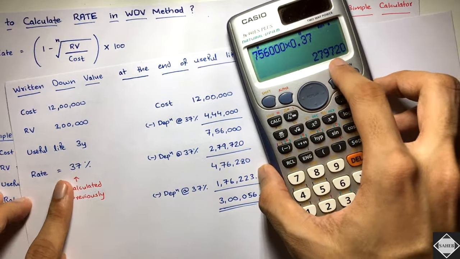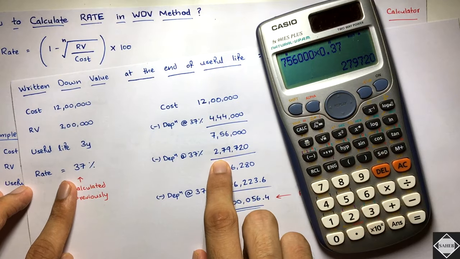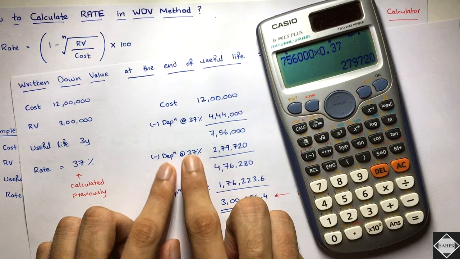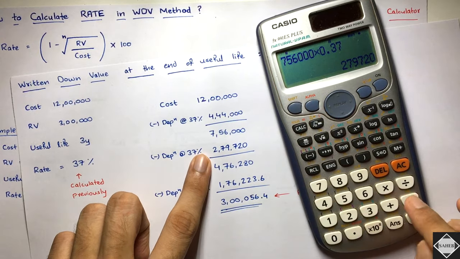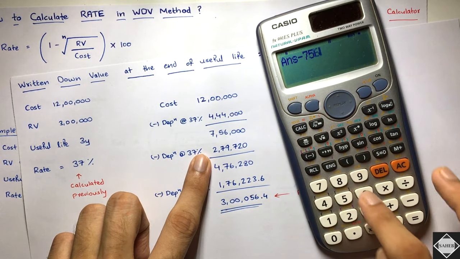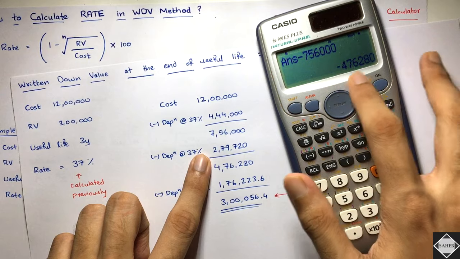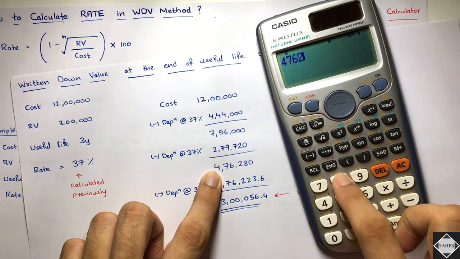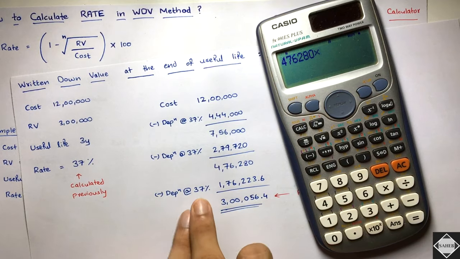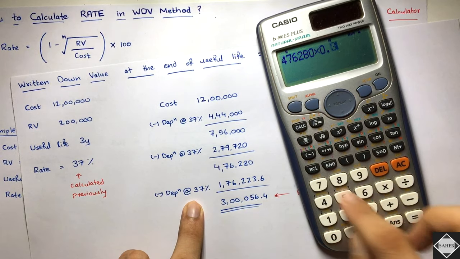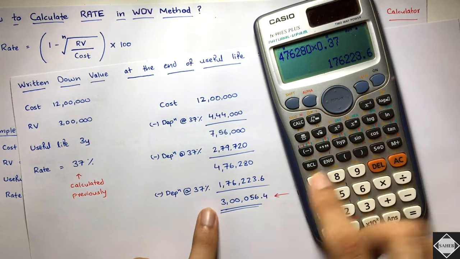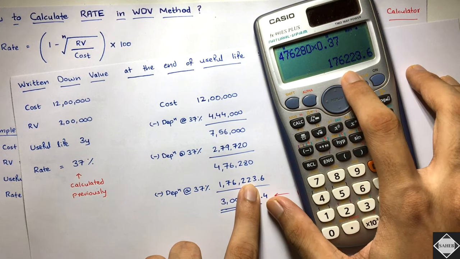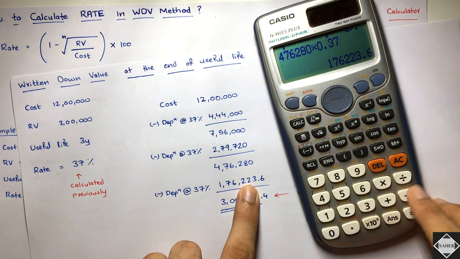You understand now how to calculate depreciation in WDV? It's really simple. We have seen so many examples by now, right? So now you have to subtract this. Let me just subtract this directly. 7,56,000 minus that is equal to 4,76,280. Now on this 4,76,280, you have to again calculate the depreciation at 37%, 0.37, that's equal to 1,76,223.6. So let's just subtract this directly.